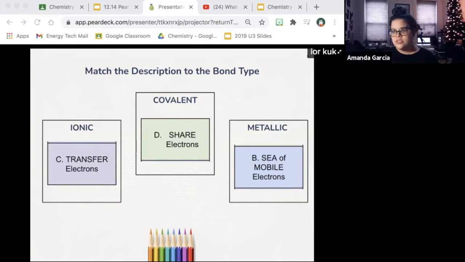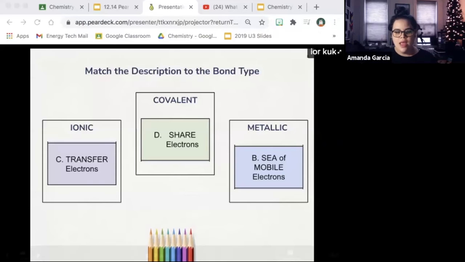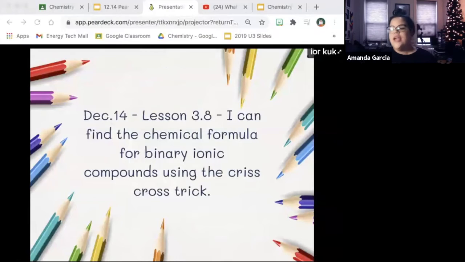If you are still struggling with the different types of bonds and their little descriptors, I will repost the link to the Quizlet today so you can study a little bit more on your own time, because it is very important that you know what's going on with which type of bond. As we start naming and drawing and writing formulas, the rules are going to be a little bit different for each of the different types of bonds. Today we're going to start going over ionic bonding in detail. By the end of your asynchronous portion today, including what you do in the Edpuzzle assignment later today, I want you to be able to say, I can find the chemical formula for binary ionic compounds using the crisscross trick.